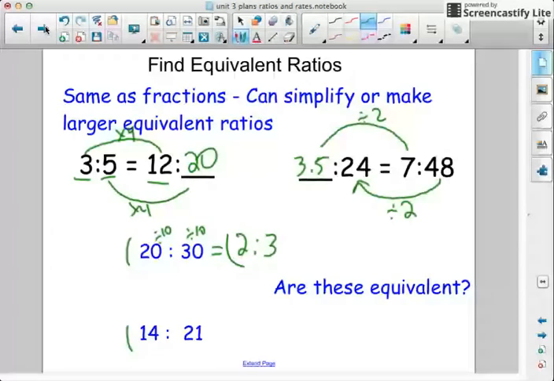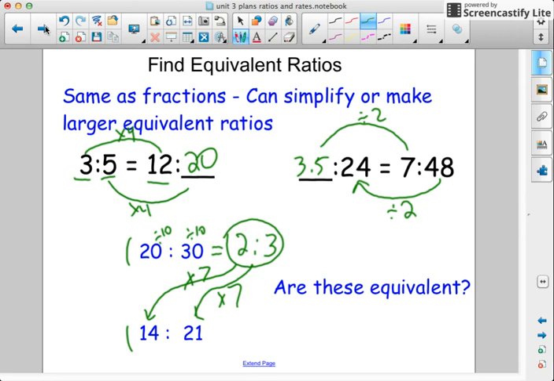Now I can go from this ratio and try to see if I can match it up with this one. Well, to go from 2 to 14, I would times by 7. To go from 3 to 21, I would also times by 7. So that means that these ones are equivalent ratios.